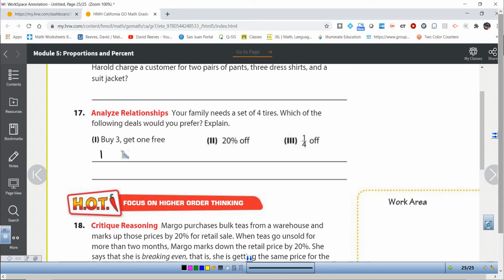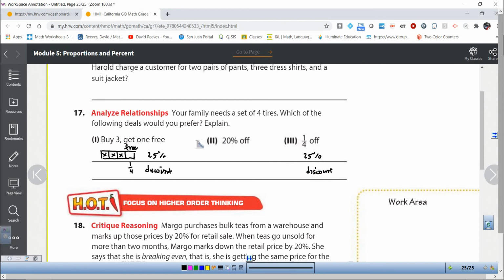Let's think about it, right? If you buy 3, right? If you pay for that one and pay for that one and pay for that one, and this one is free, what percent are you saving? Well, that's 1 out of 4, right? Which is 25%. So that one is a 25% discount. This one is a 20% discount. 1/4 off, again, is a 25% discount.